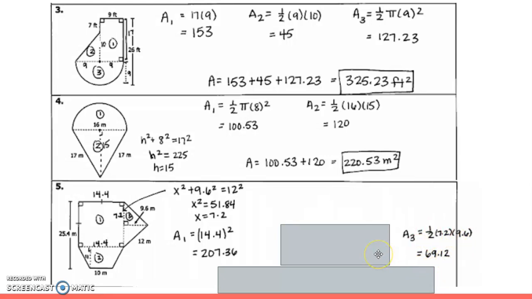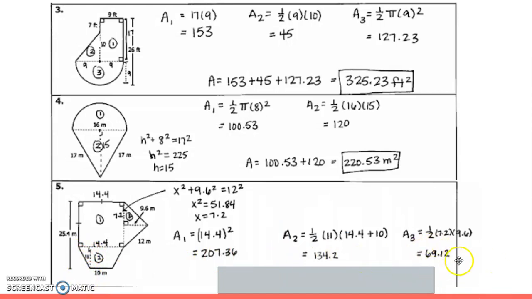And then when we turn our attention to our trapezoid, 14.4 is one of our bases. The other base is 10. In order to find the height of our trapezoid, we are going to subtract 14.4, the piece with our square, from the entire distance of 25.4 to find that this little piece right here is 11. And I can find the area of my trapezoid that way.